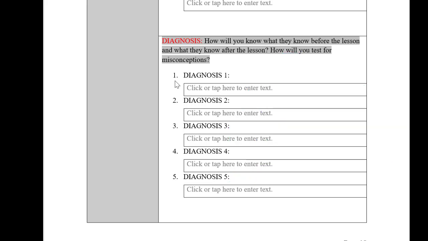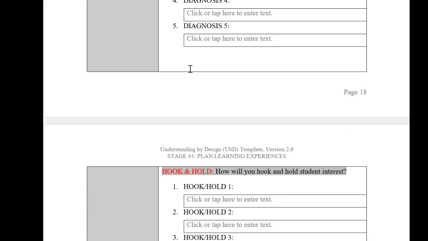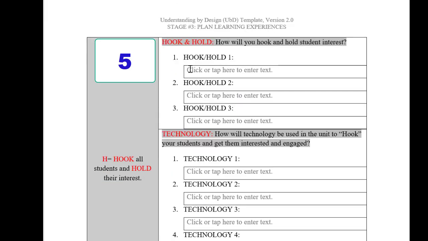The diagnostic gives us as evaluators so much important information that I think it's a pivotal point that I need to point out here. Up next is the hook and the hold. This is probably one of the students' favorite things. How will you hook and hold the student interest? Now, I'm not just talking at the beginning of the lesson, but all the way throughout the unit.